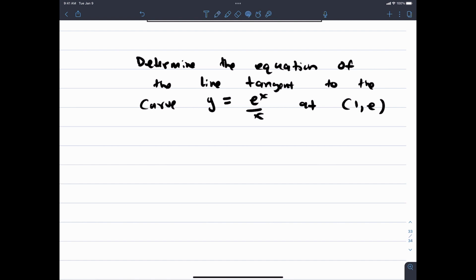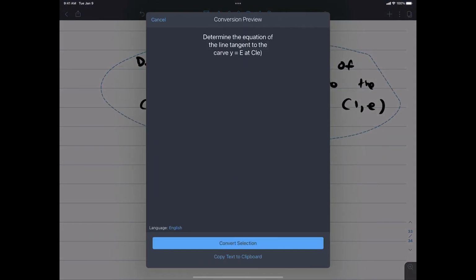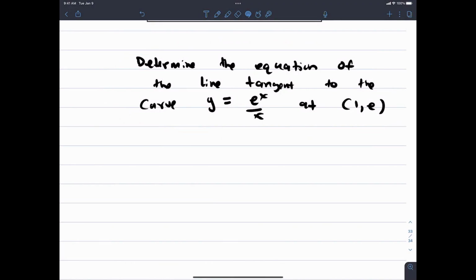Hopefully. Let me see if I can do this. What can I do? Huh. I guess artificial intelligence isn't really working. Should hit cancel. Anyway.